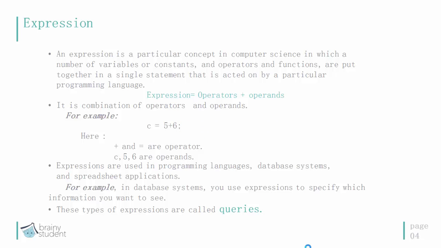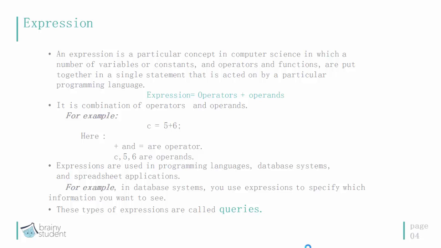Now, an expression is a particular concept in computer science in which a number of variables or constants, operators and functions are put together in a single statement that is acted on by a particular programming language. So basically, an expression is nothing but a combination of variables and constants. We will have some operators and operands. On those operands that operator will act and some operation will be performed. So we can summarize it as expression equals operator plus operand.